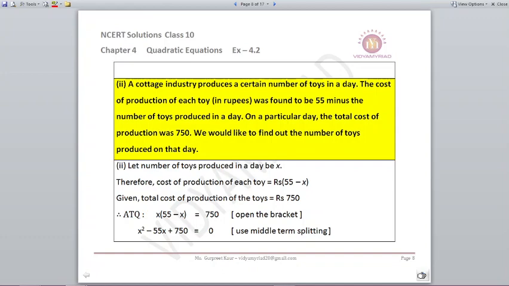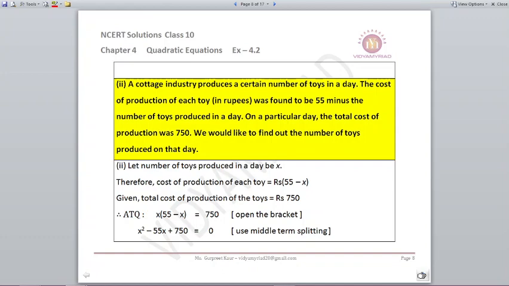Next, a cottage industry produces a certain number of toys in a day. The cost of production of each toy was found to be 55 minus the number of toys produced in a day. On a particular day, the total cost of production was 750. We would like to find out the number of toys produced on that day. Now let the number of toys produced in a day be x. So the cost of production, they are saying, is 55 minus the number of toys. So that becomes 55 minus x. So the total cost of production is 750.